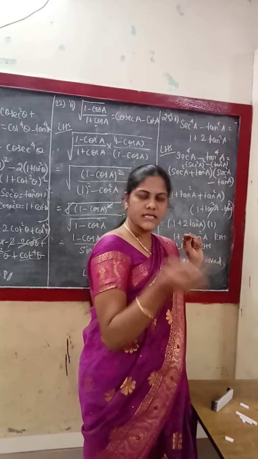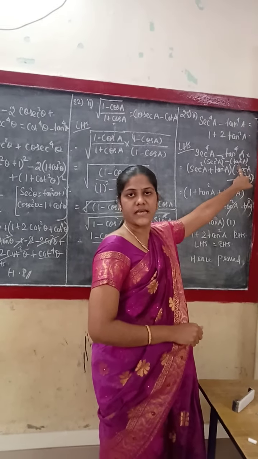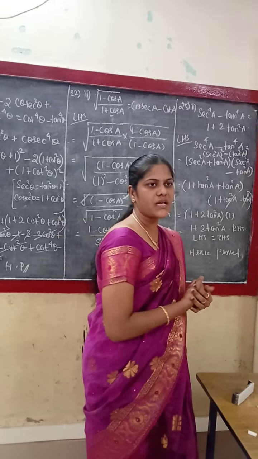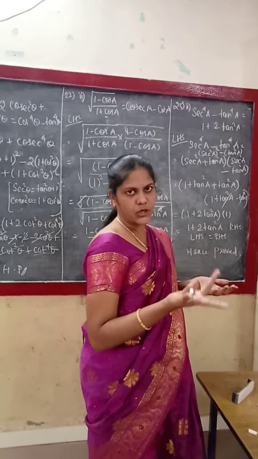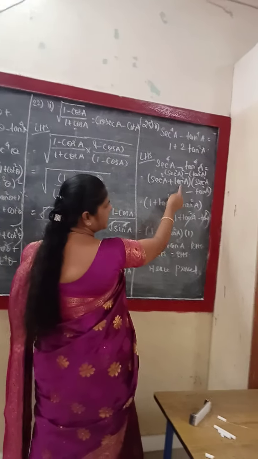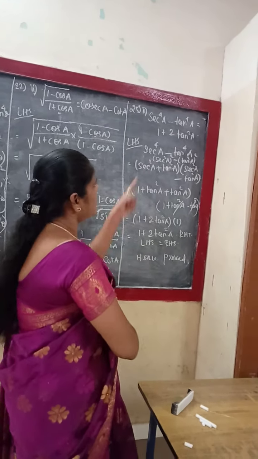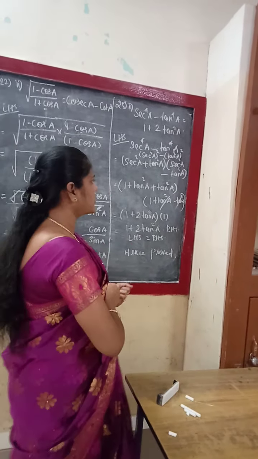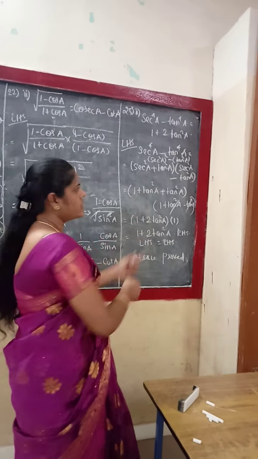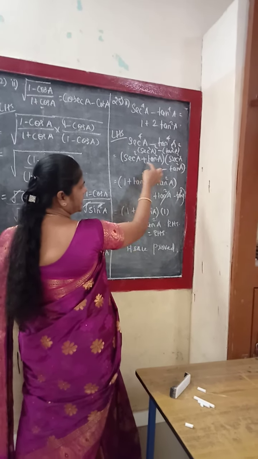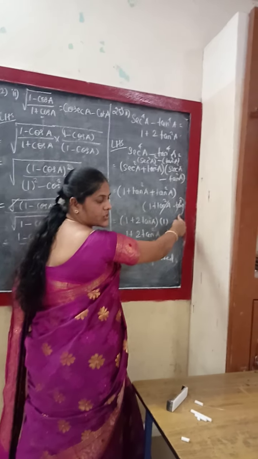Secant power 4 is secant square the whole square. So secant squared A the whole square minus tan squared A the whole square. What's the formula for this? A square minus B square, so (A plus B) into (A minus B). So (secant squared A plus tan squared A) into (secant squared A minus tan squared A). We need the proof in terms of tan. In terms of tan, what can we do? Can we write secant squared A as 1 plus tan squared A? So secant squared A is 1 plus tan squared A, plus tan squared A, into 1 plus tan squared A minus tan squared A.